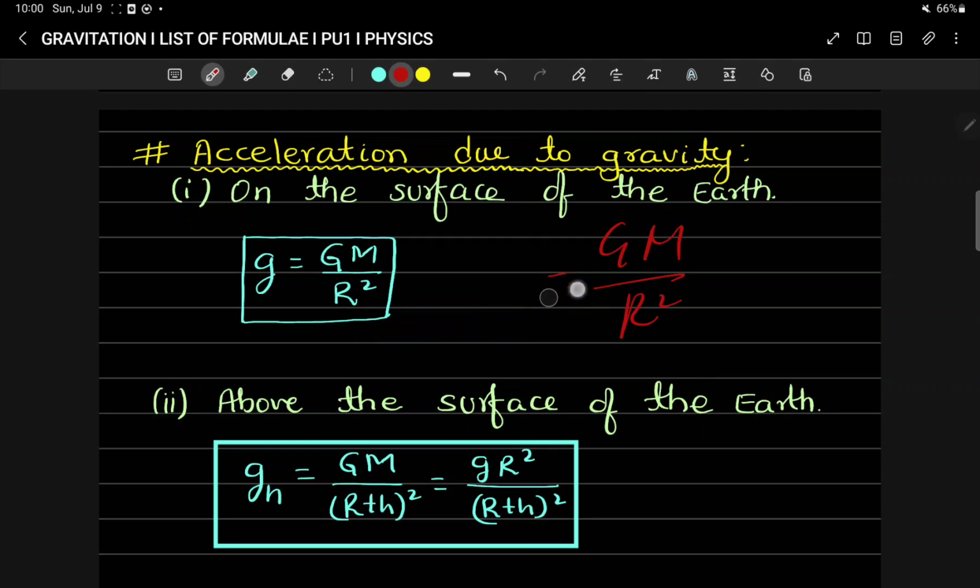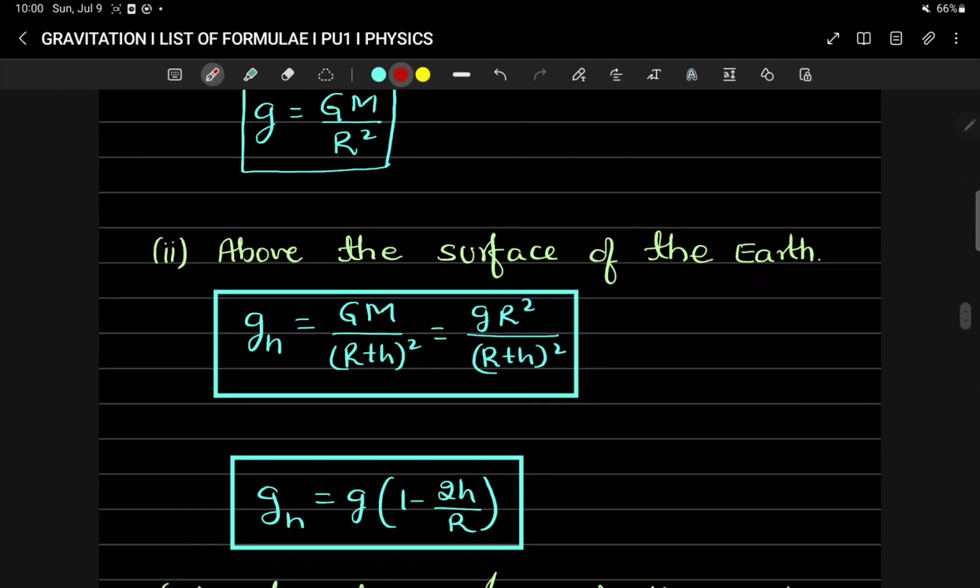This is the acceleration due to gravity due to some mass capital M. Then above the surface of the earth, the acceleration due to gravity will be given by GM by (R plus h). Here, on the surface of the earth, we consider the radius of the earth. If you consider above it, you have to consider that height also.